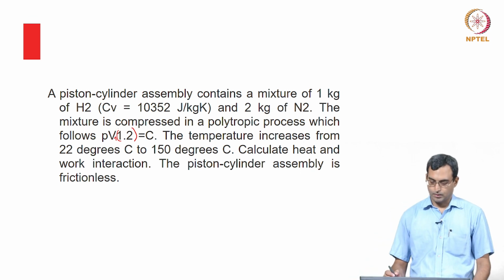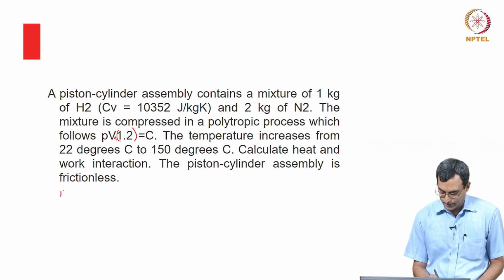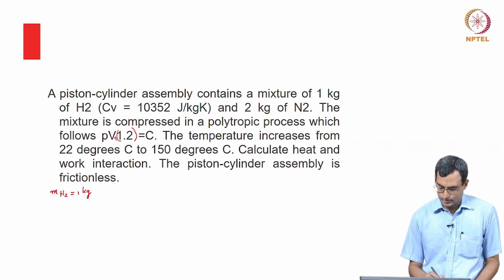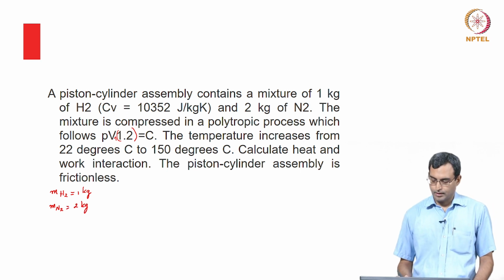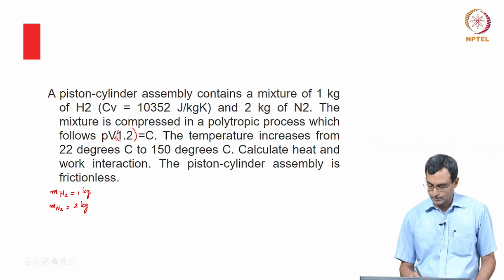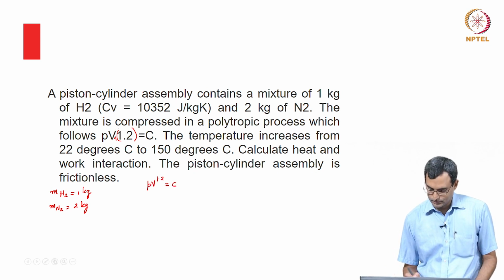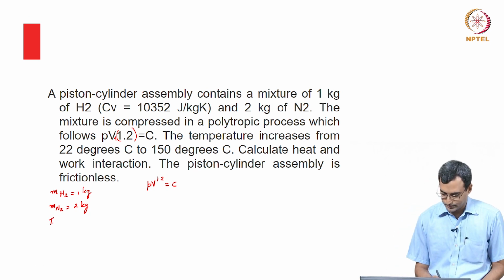So, we can see how that works. We have a piston cylinder assembly which contains hydrogen, which is 1 kg, and nitrogen, which is 2 kg. It is compressed in a polytropic process, PV to the power 1.2 is constant. The temperature initially is 22 degrees.